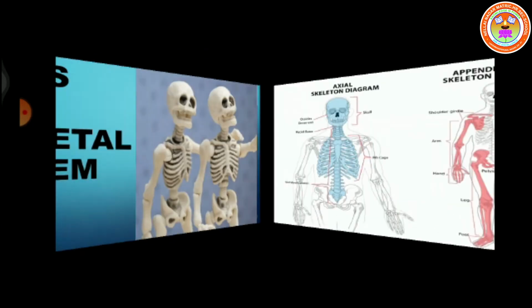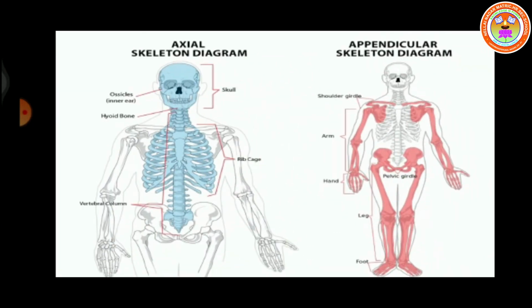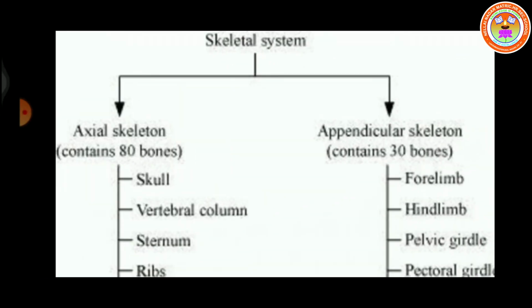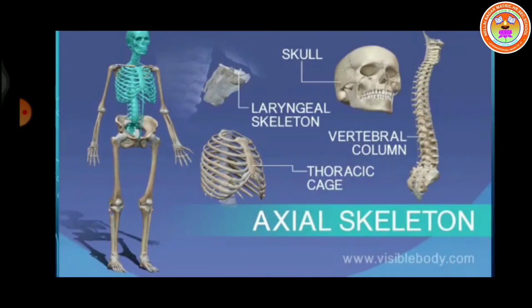The human skeleton is divided into two major parts: the axial skeleton and the appendicular skeleton. What are the two parts? Axial and appendicular skeleton. Now let us see one by one the various components of the axial skeleton and the various components of the appendicular skeleton. Do remember the two divisions of the skeleton: axial skeleton and appendicular skeleton. First, let us see the axial skeleton.